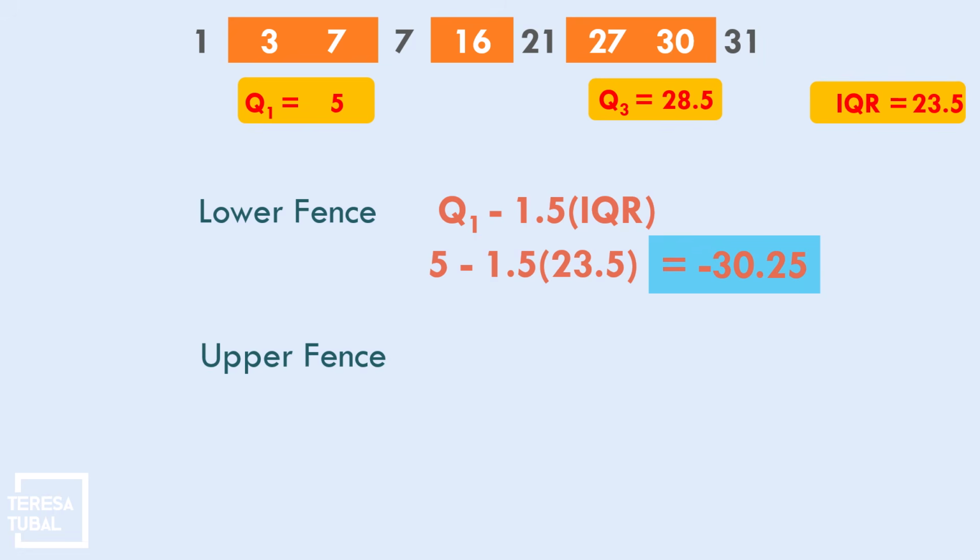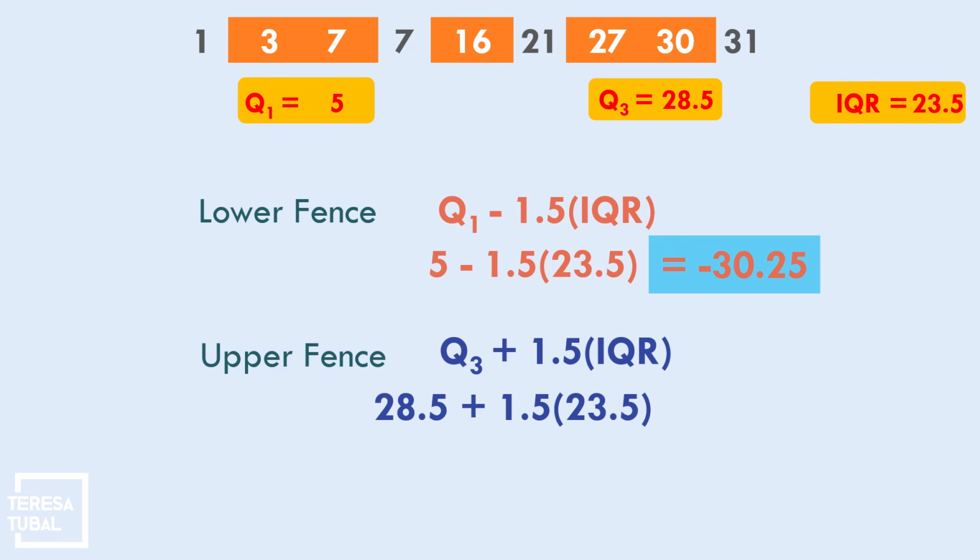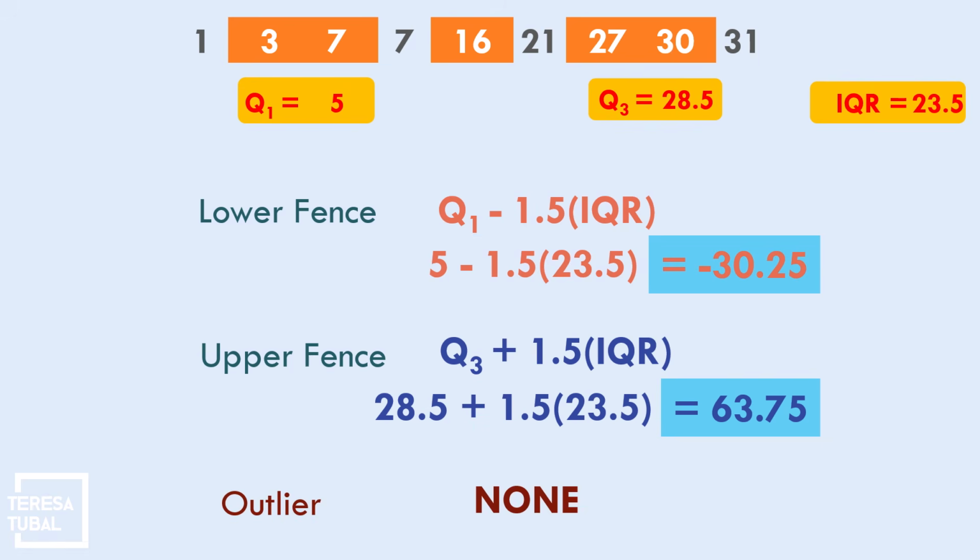The upper fence is quartile 3 plus 1.5 times the interquartile range. Our quartile 3 is 28.5 plus 1.5 times the interquartile range, which is 23.5. So 28.5 plus the value of 1.5 times 23.5, the answer is 63.75. So negative 30.25 is the lower fence. The upper fence is 63.75. So it means the outlier is none. So, nandun lahat yung boundary natin for the lower and then the upper fence.